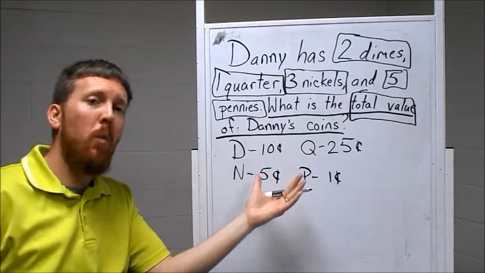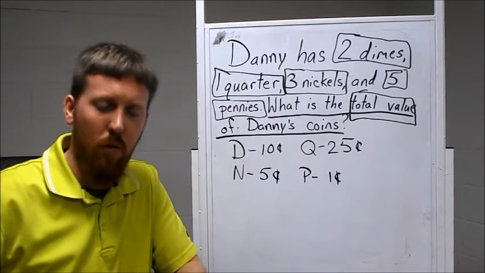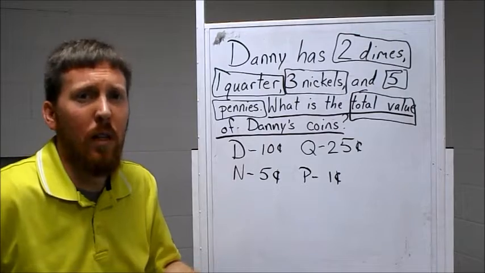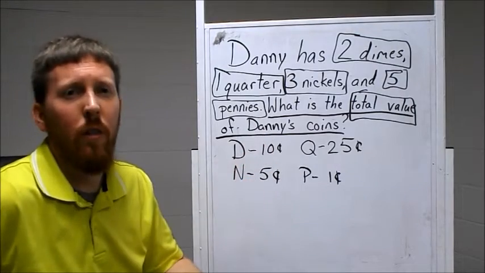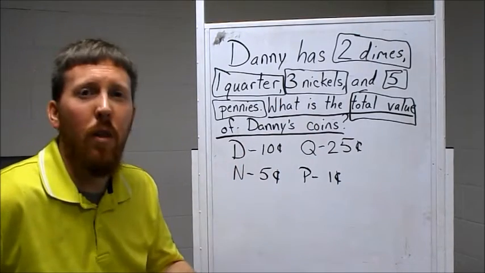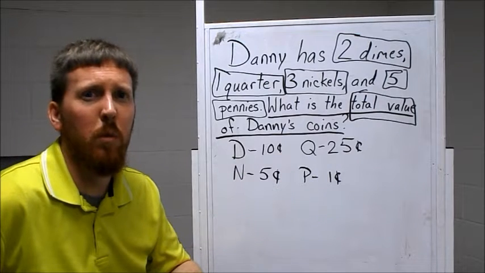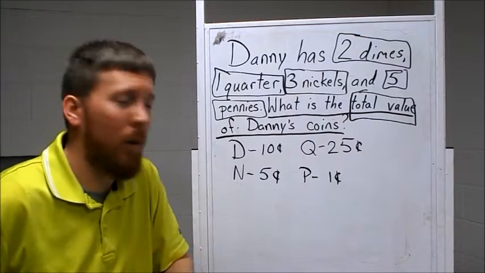Now, I just put down what one of those coins' value would be. For dimes, you've got 2, so you would take 10 plus 10. Quarter, 25 cents. Nickels, you've got 3, so you have to do 5 plus 5 plus 5. And pennies, you do 1 plus 1 plus 1 plus 1 plus 1. And that will get you your answer.